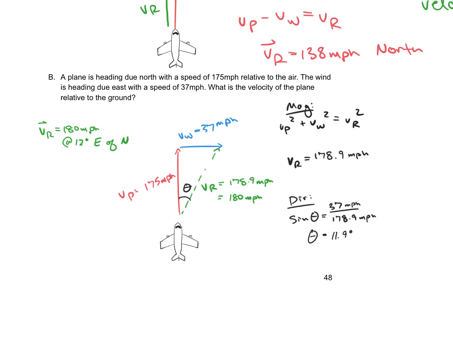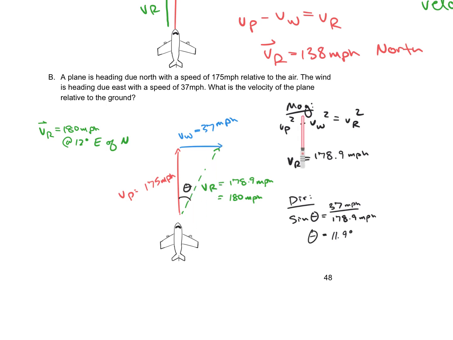Question B is similar in that it uses all of the same numbers, but the orientation of the wind is different in this example. So if the plane heads north with 175 mile an hour velocity, and then the wind travels east at 37 miles per hour, these two vectors are added together, tip to tail, to produce this new final resultant vector.